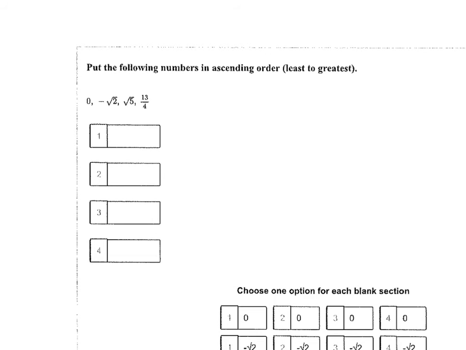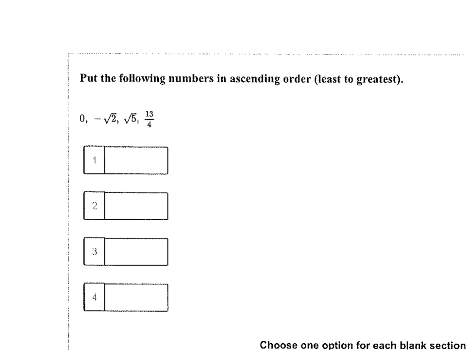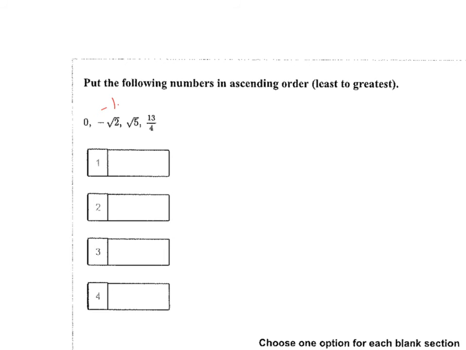Following numbers in ascending order, remember that means least to greatest. So if you have negative numbers, the bigger the negative, the smaller it is. And those square roots, if you have a calculator, remember you hit the blue second button and the x squared looking button. But turn them all into decimals, solve for them. So like negative square root of 2 is negative 1.41. The square root of 5 is 2.23. And 13/4 is 3.25. Okay?